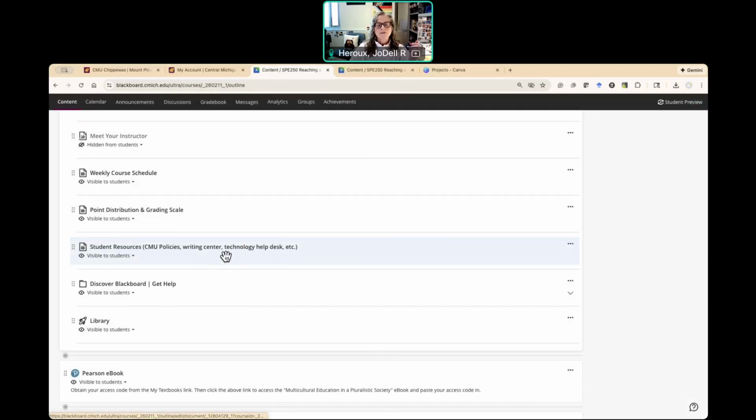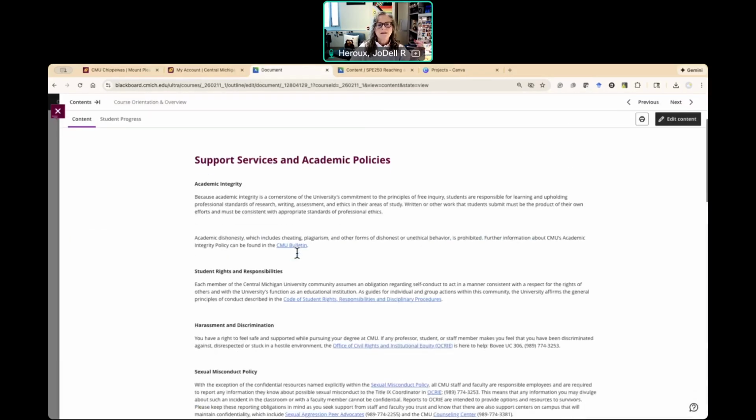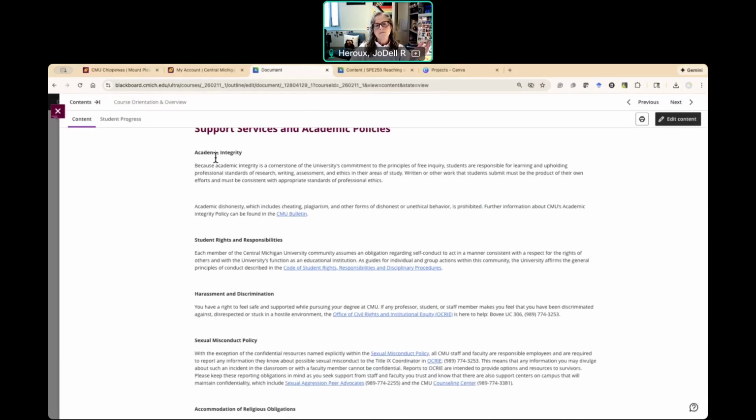And then here are some student resources. So there are a lot of CMU policies that are shared. Academic integrity is really important. So you'll want to make sure that you are citing your sources correctly and appropriately and not plagiarizing, which means stealing another person's ideas and presenting them as your own. So any time that you're referring back to or using someone else's information, like from the textbook or from our articles or videos, make sure you're citing it correctly. And that would be the author's last name, comma, first initial, and then the year that it was published or recorded.